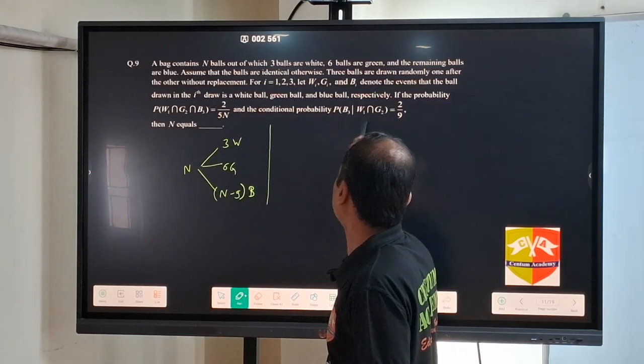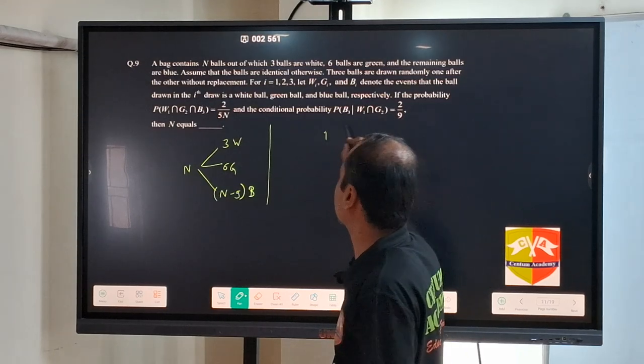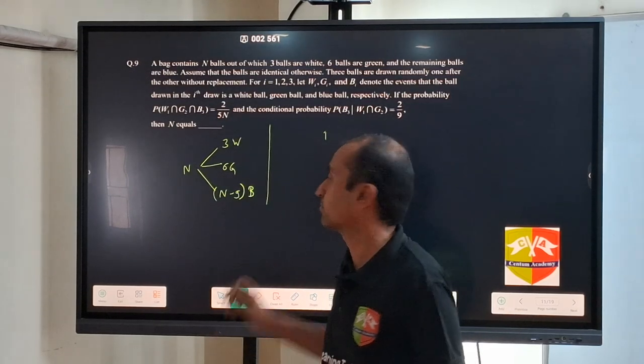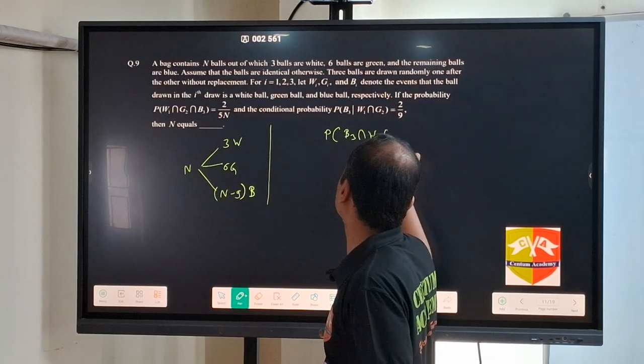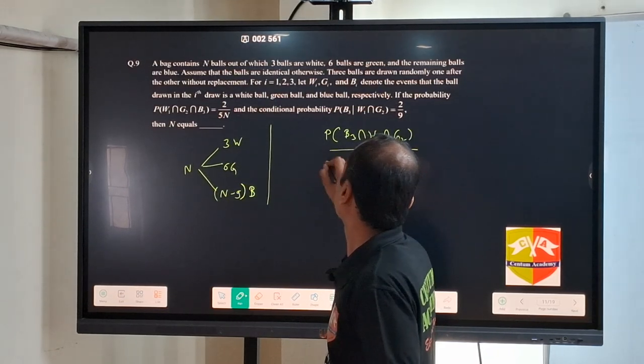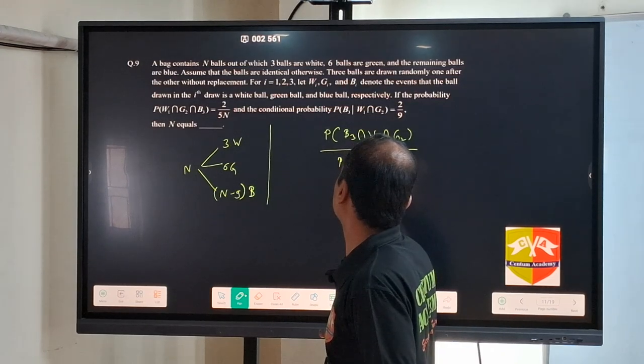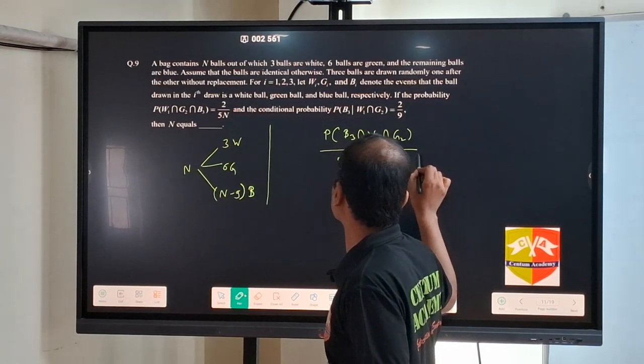So let me look at this formula directly. You know that P of A given B is P of A intersection B upon P of B. So this will be P of B3 intersection W1 intersection G2 whole divided by P of W1 intersection G2.